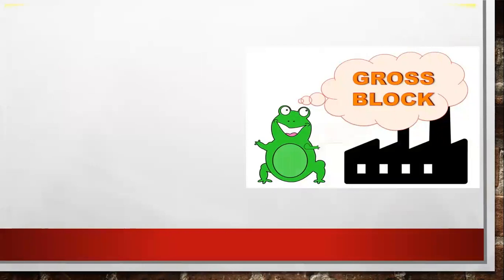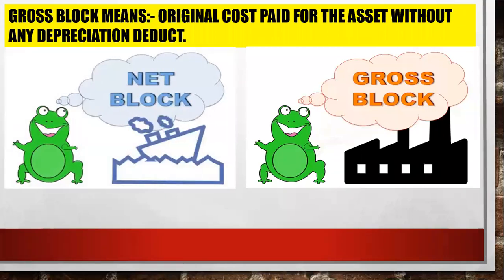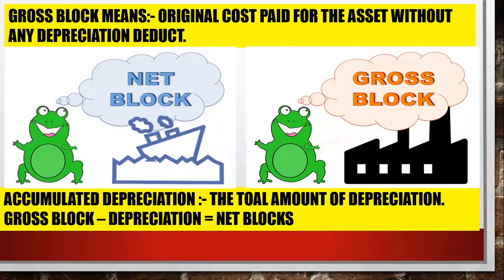As we have already discussed, gross block is the original cost paid for the asset without any depreciation deducted. Net block: you deduct your depreciation from your gross block and you will get your net block, accumulated depreciation.